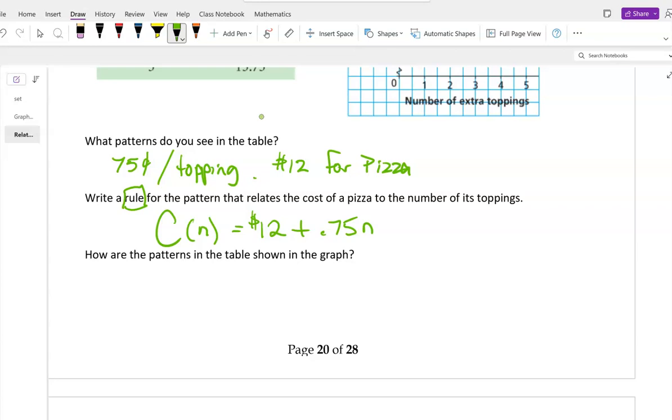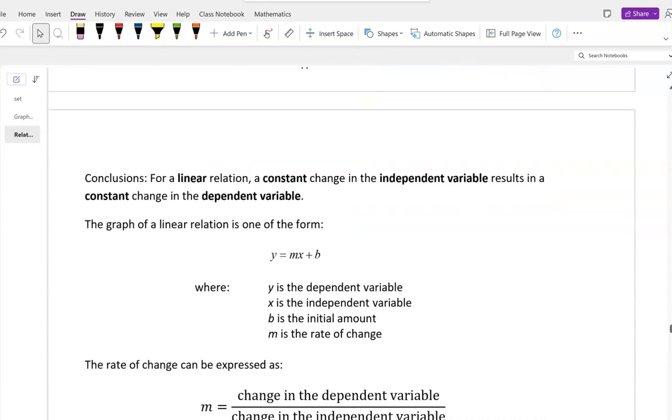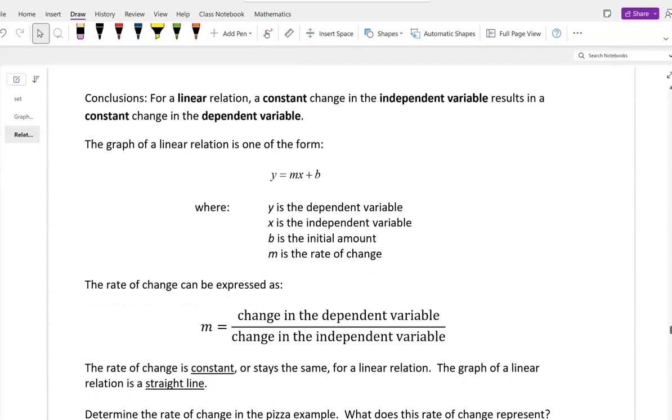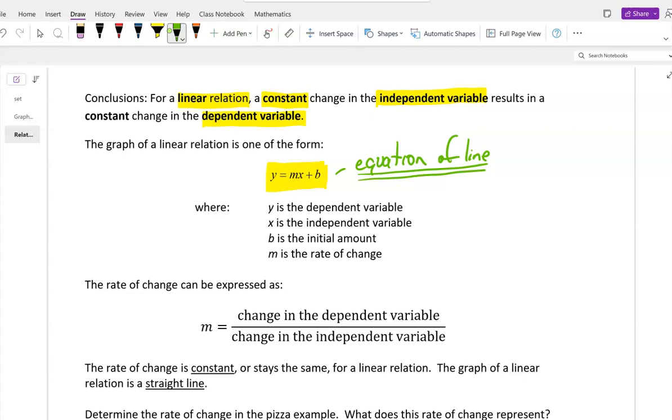How are the patterns shown in the table on the graph? Well, it just shows up that it's going 75 cents every time. All right. We're getting into the nitty-gritty here. The linear relation is a constant change. So as the independent variable changes, the dependent variable changes, and they're going to be constant. That will give you an equation of a line. This is the equation of a linear relation. So equation of a line. We're going to spend the entire next unit on this. This is an introduction to it.